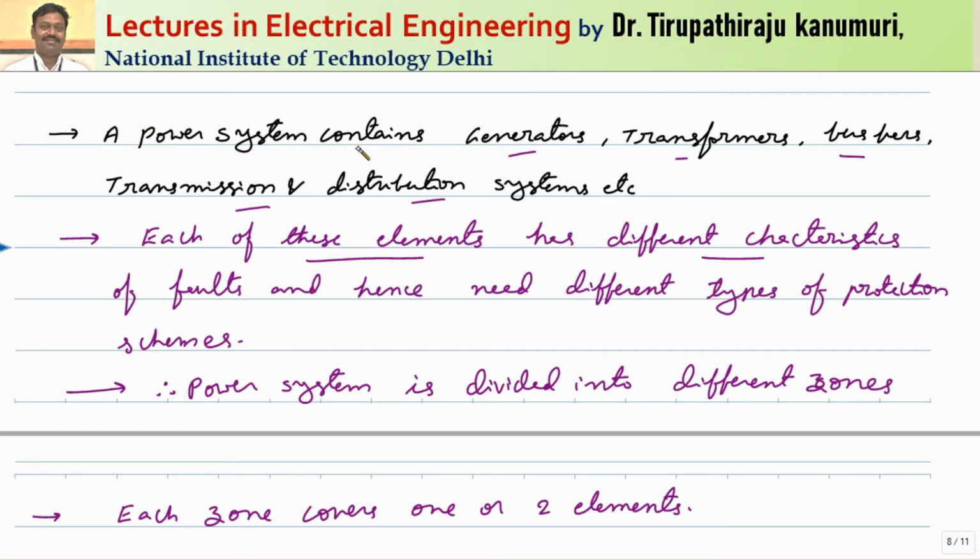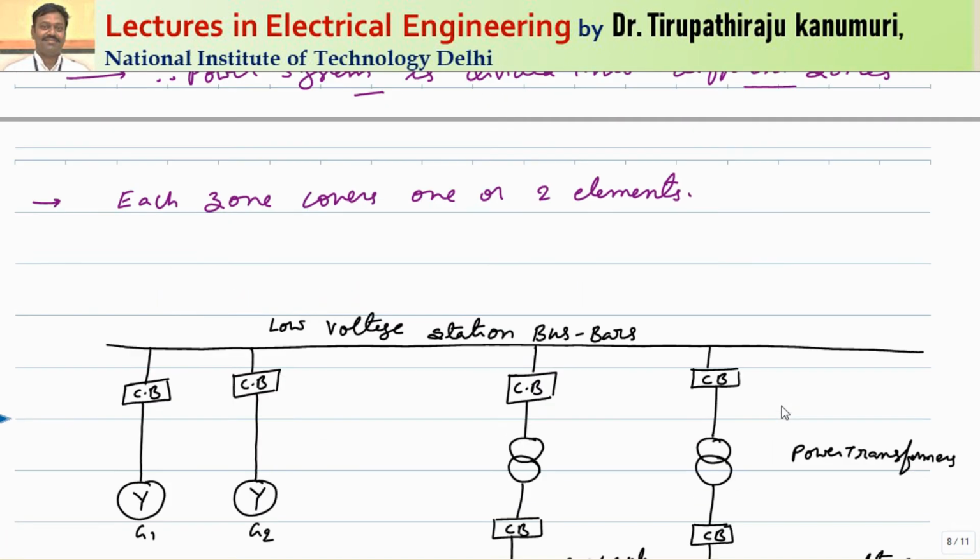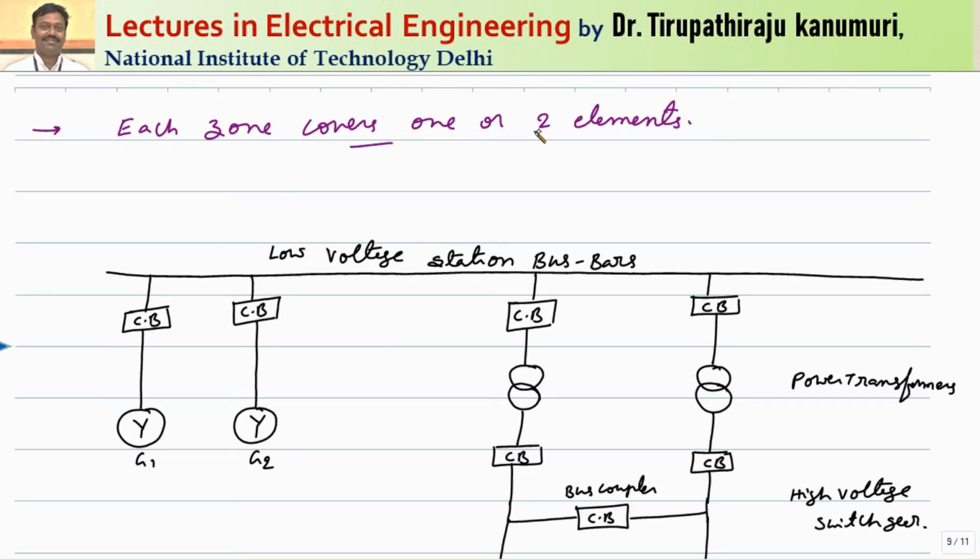Like for example, your transmission lines are exposed to your open atmosphere. So in that case of transmission line, the different type of faults that can happen are different. Whereas if you go for the generators, their characteristic of the faults are different. In the transformers, the type of faults are different. Same thing is the case for the bus bars. So that's why each of these elements have different characteristic of the faults and hence need different type of protection schemes. That's why your power system is divided into different zones depending on the characteristic of each element, and each zone may cover one or maximum up to two elements only.